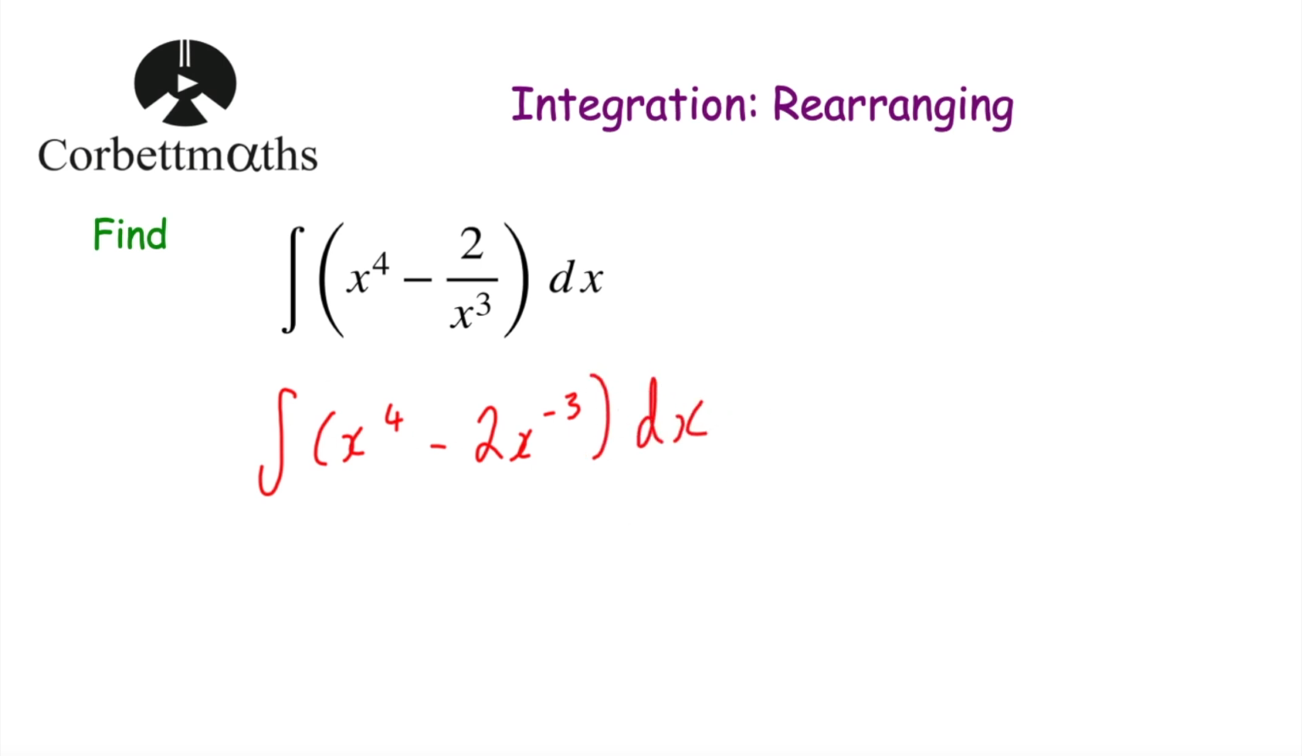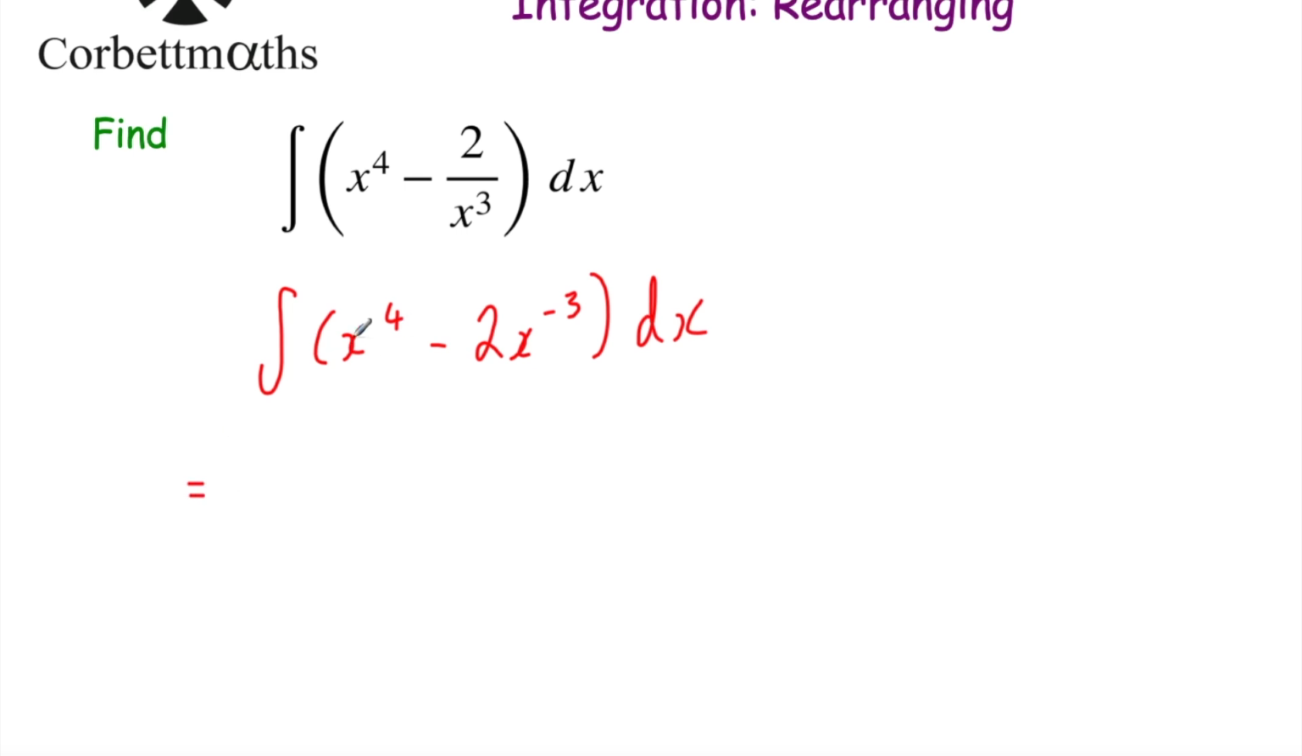Okay, so now let's integrate it. So let's integrate each term separately. So the first term, we're going to increase the power of x by 1, so it'll be x to the power of 5. We're then going to divide by the new power. There was a 1 there. We're going to divide it by 5. 1 divided by 5 is equal to a fifth, so it'll be a fifth. So if you integrate x to the power of 4, you get 1/5 x to the power of 5.